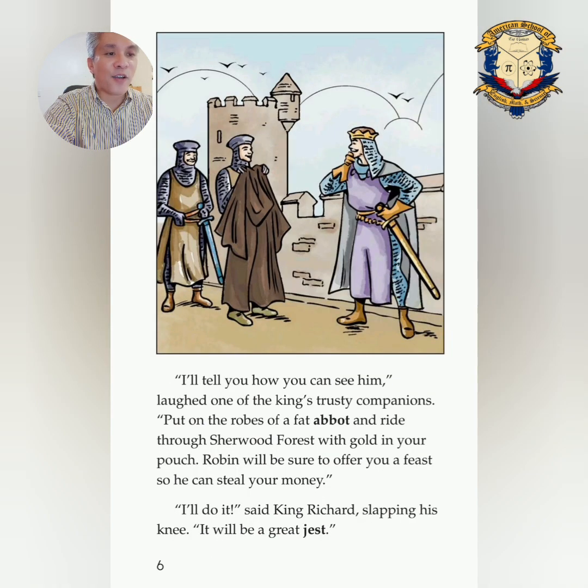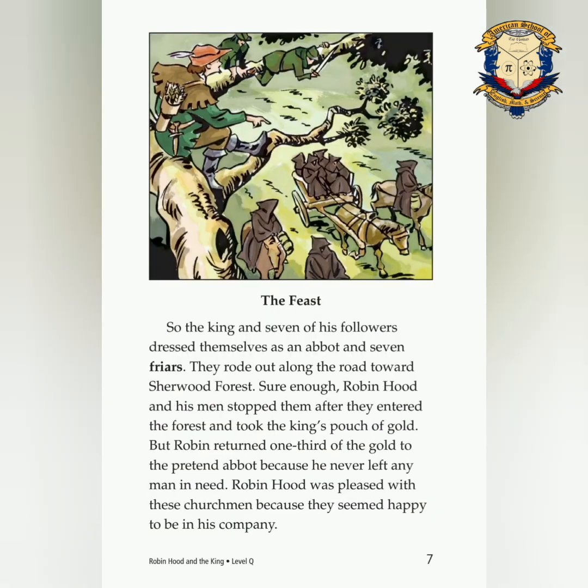"I'll tell you how you can see him," laughed one of the king's trusty companions. "Put on the robes of a fat abbot and ride through Sherwood Forest with gold in your pouch. Robin will be sure to offer you a feast so he can steal your money." "I'll do it," said King Richard, slapping his knee. "It will be a great jest."